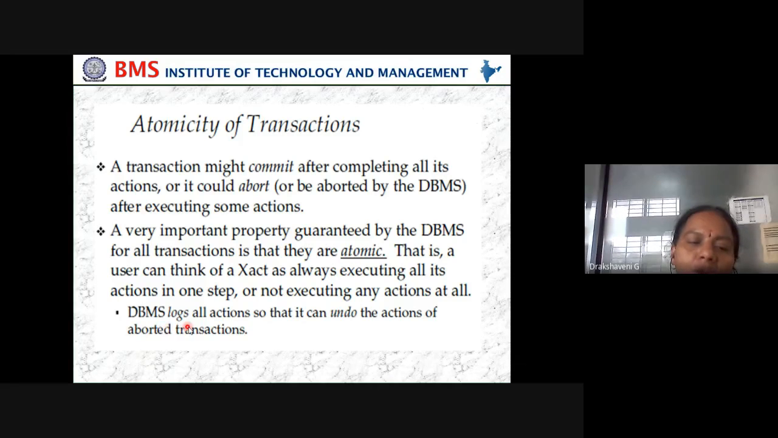So the DBMS logs all actions so that it can undo the actions of an aborted transaction. What does the DBMS log say to us? The DBMS logs all transactions, all actions, so that it can undo the actions of an aborted transaction.